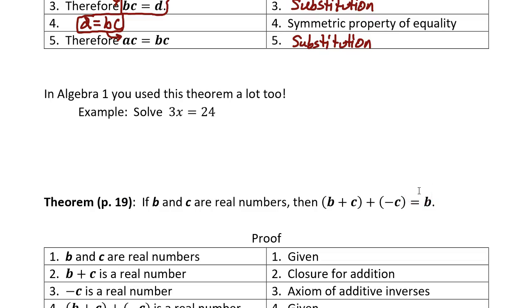This theorem is critical to algebra because it lets us solve another kind of equation. For example, solve 3x equals 24. The way that you learned to do this in algebra was to multiply both sides of the equation by the reciprocal of 3. 1/3 times 3 makes 1x, and 1/3 times 24 is 8.